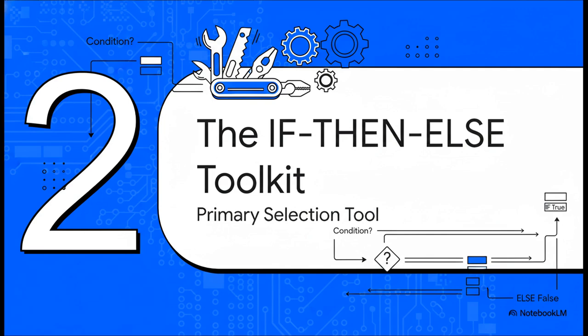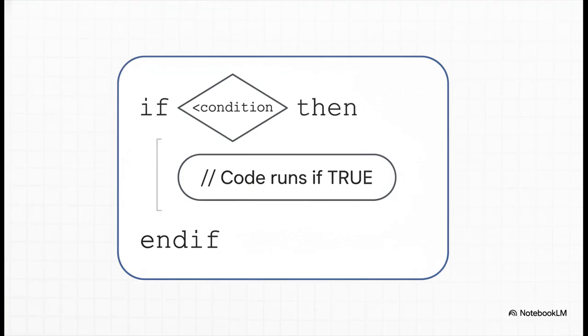Okay, so how do we actually do this in code? Let's open up our toolkit. The first and honestly the most important tool we have for making choices is the IF statement. You can think of this as your go-to essential multi-tool for selection. At its most basic, an IF statement just checks one single thing. We write if, we give it a condition to check, and then, if that condition is true, the program runs whatever code we put inside.